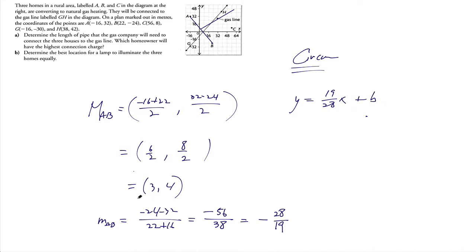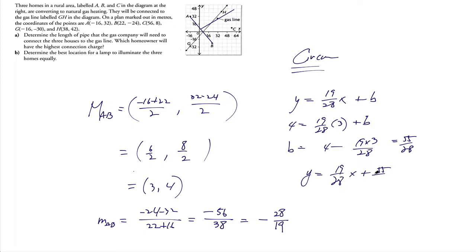And to get b, we just need to plug that in. So b is going to be 4 minus 19 times 3 over 28. That's 55 over 28. Okay, so the equation is y equals 19 over 28x plus 55 over 28. Okay, so we need one more. Okay, so let's say we have B to C.